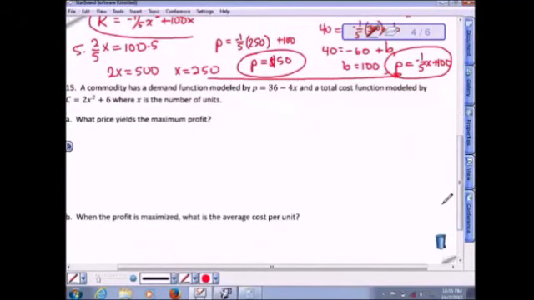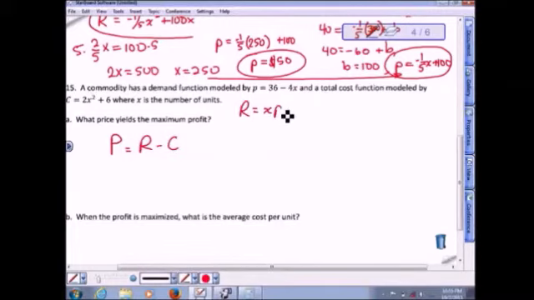Now, question 15 is a little bit easier because the price function has been provided for us. The cost function is there. What price yields the maximum profit? Now, this is an uppercase P. Profit is equal to revenue minus cost.